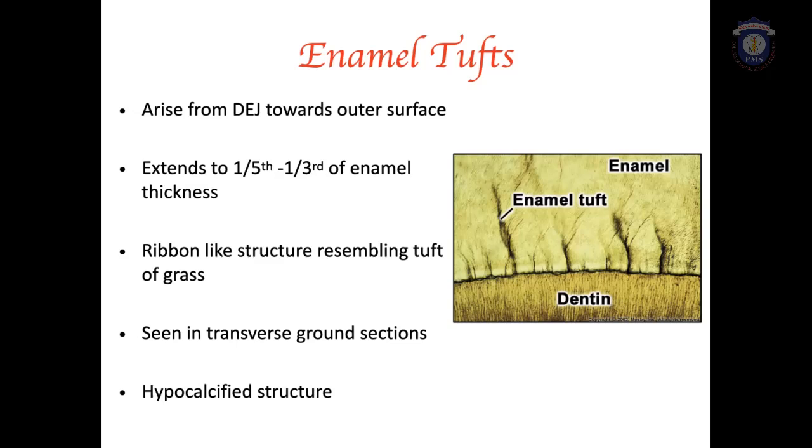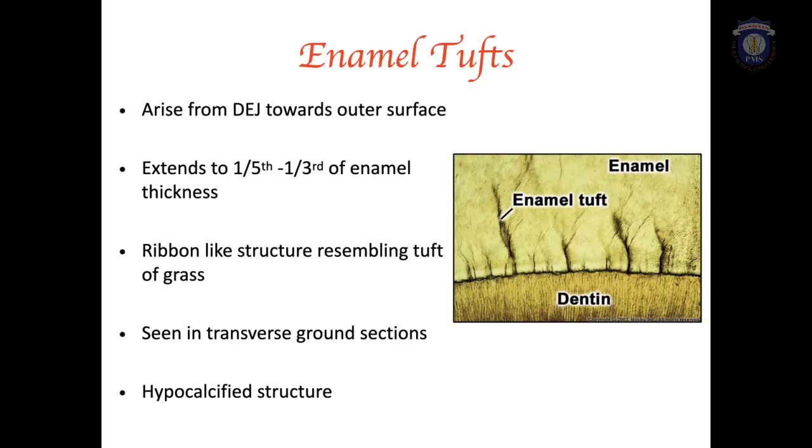Now, what is an enamel tuft? The enamel tufts are structures which arise from the dentino-enamel junction and extend towards the outer surface. It is not necessary that they reach the outer surface, but they definitely start from the dentino-enamel junction, and extend in the direction of the outer surface of the enamel. And it extends to 1/5 to 1/3 of the enamel, not more than that. It'll go maximum to 1/3 of the enamel.